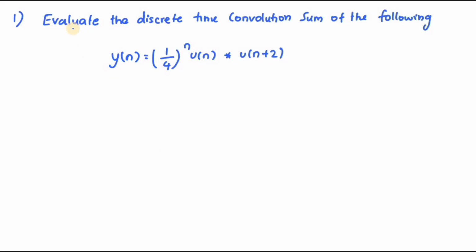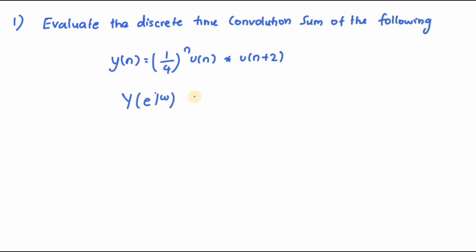So in this video, we are going to solve a problem on discrete time convolution. The question is, evaluate the discrete time convolution sum of the following: y of n is equal to (1/4)^n u of n convolved with u of n plus 2.